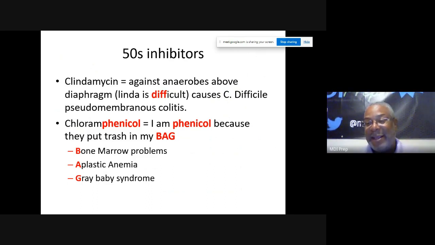Okay, perfect. So let's look at the 50S. The 50S is the one we said sells at 50. That's going to be our clindamycin, our chloramphenicol.